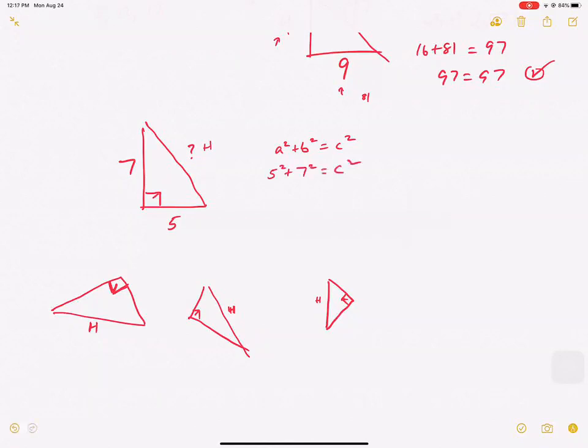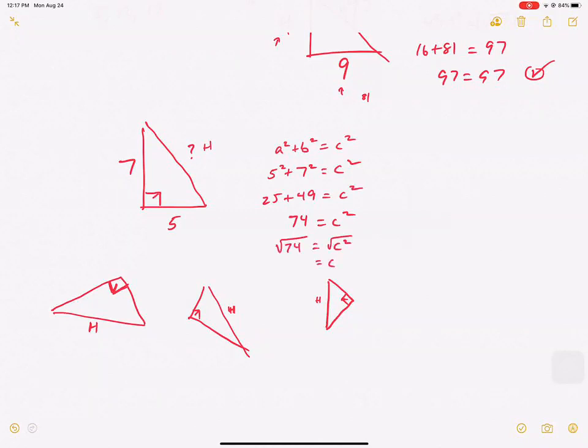5 squared is 25, and 7 squared is 49, and we're left with c squared. Adding 25 plus 49 is 74, equals c squared. To solve for c, my hypotenuse, c squared is what we have. So we're going to take a square root on both sides, which leads us to c.